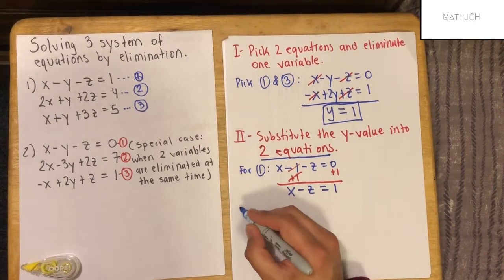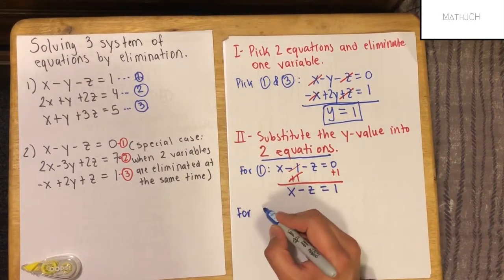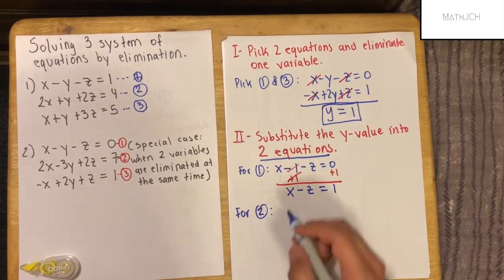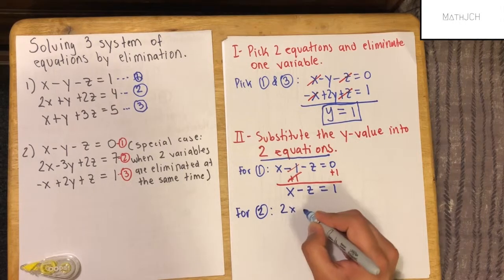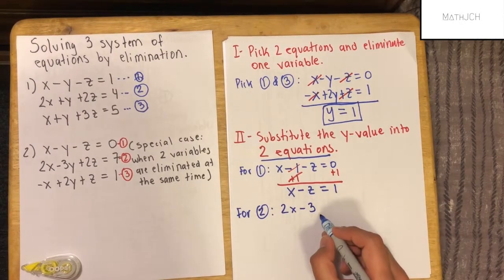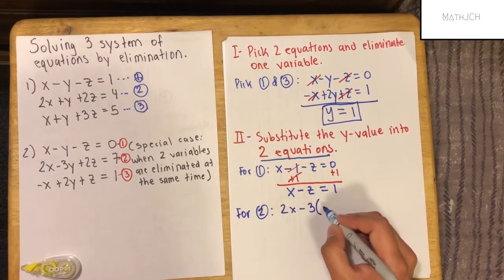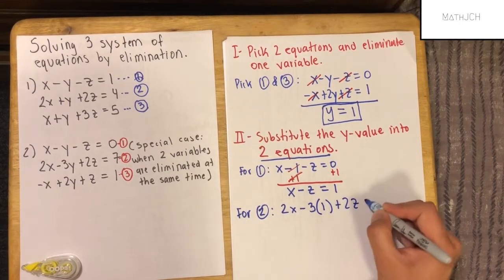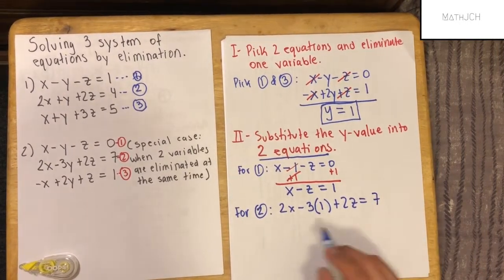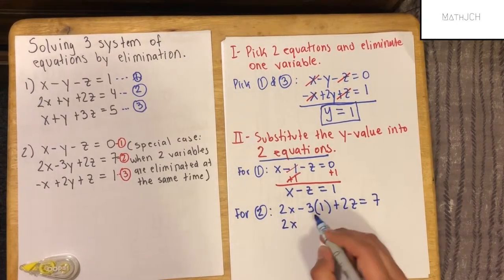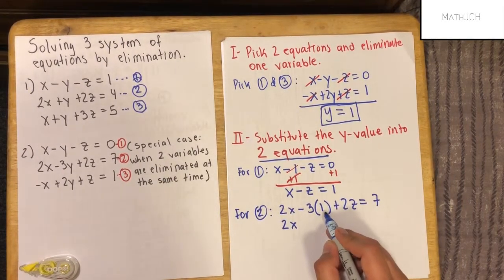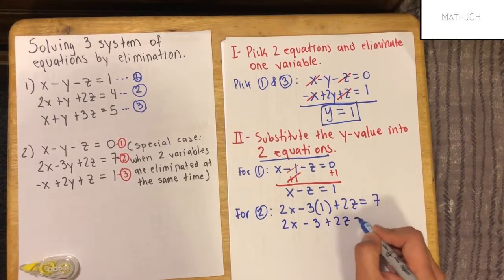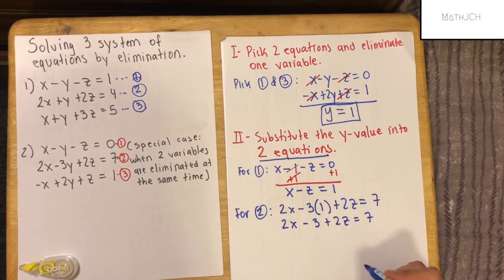Now, for equation 2, let's substitute the y value again. We're going to have 2x minus 3y plus 2z equals 7. But what is y? y is 1. Now let's do the operation here. Negative 3 times 1 gives me minus 3 plus 2z equals 7.